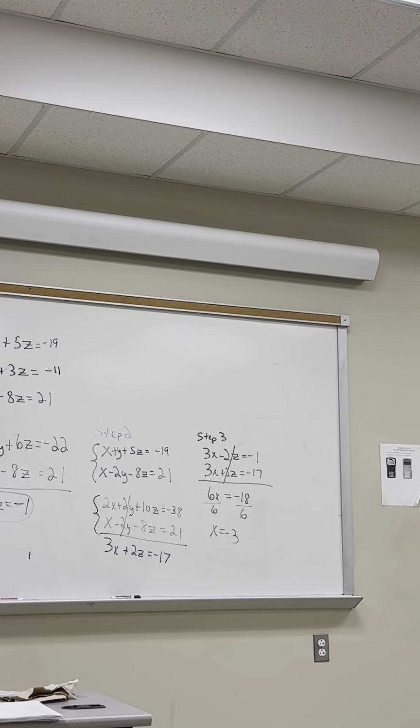What y'all got for y? For y, I got 4. 4 or -4? I got 4 for y, -4 for z, and -3 for x. Look at the sheet, the sheet has the answers. Plus 4, -19. Yep, -19 equals -19.